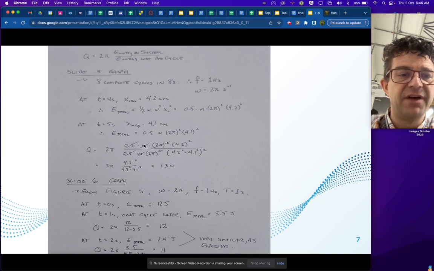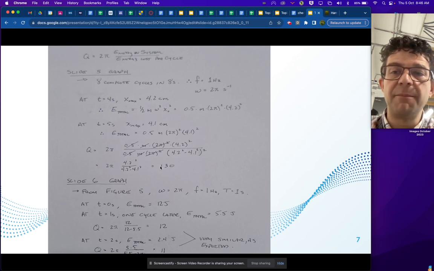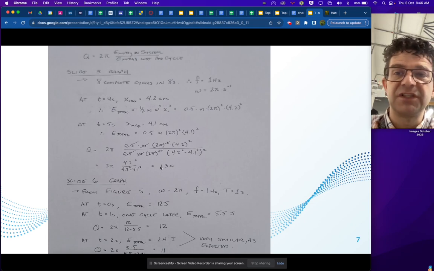The 1/2, the m, and the angular frequency all cancel out. And even if we had converted these from centimeters to meters, that conversion factor would cancel out in the numerator and denominator as well. In the end, we're left with Q is 2 pi times 4.2 squared over 4.2 squared minus 4.1 squared, the difference in the energy, which gives us a value of Q of about 130, which suggests that it would take about 130 cycles for this to come to a complete stop.